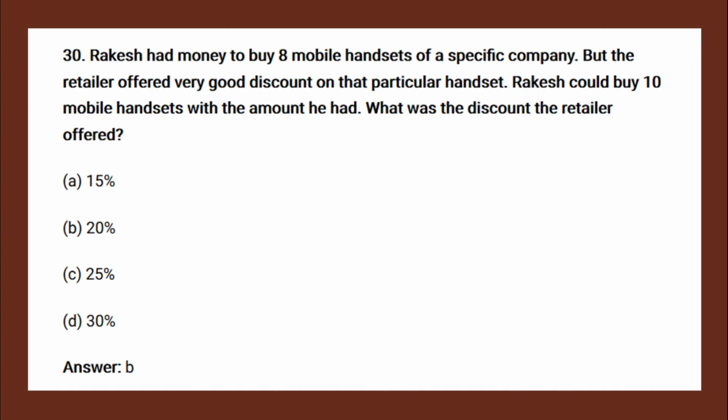Next question 30. Rakesh had money to buy 8 mobile handsets of a specific company, but the retailer offered a very good discount on that particular handset. Rakesh could buy 10 mobile handsets with the amount he had. What was the discount the retailer offered? Option A 15%, B 20%, C 25%, D 30%. And the answer is option B, 20%.